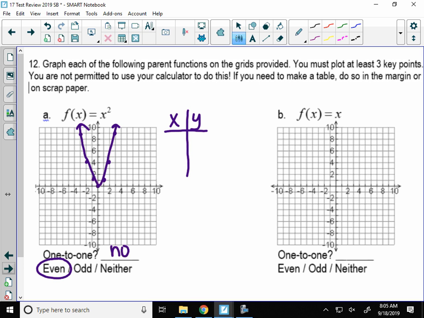Y equals x, you should be really good at graphing here. That is your basic linear function, slope of 1, y-intercept at the origin. So that would be y equals x. That is 1 to 1, and it is an odd function. It reflects over the origin. Opposite quadrants are the same.